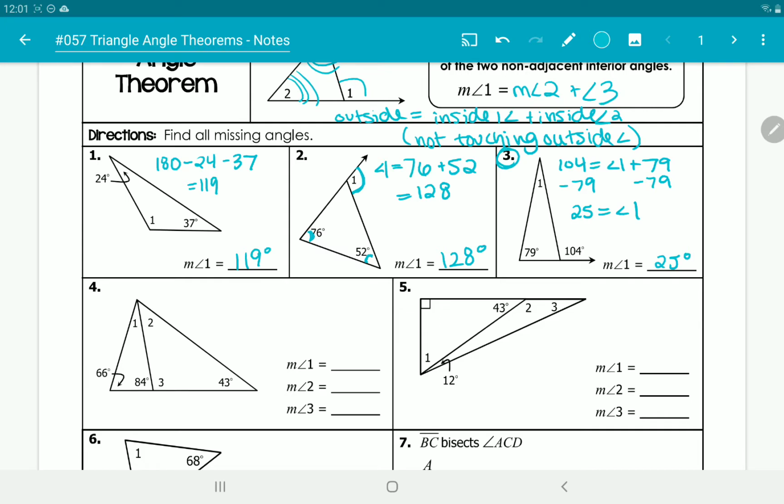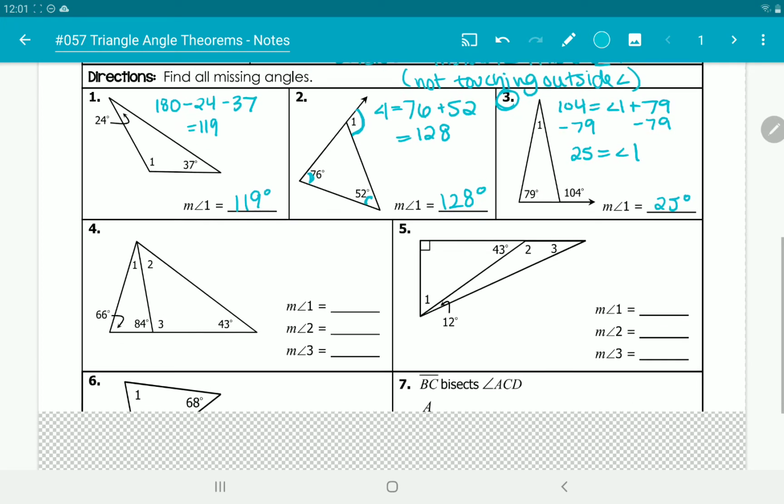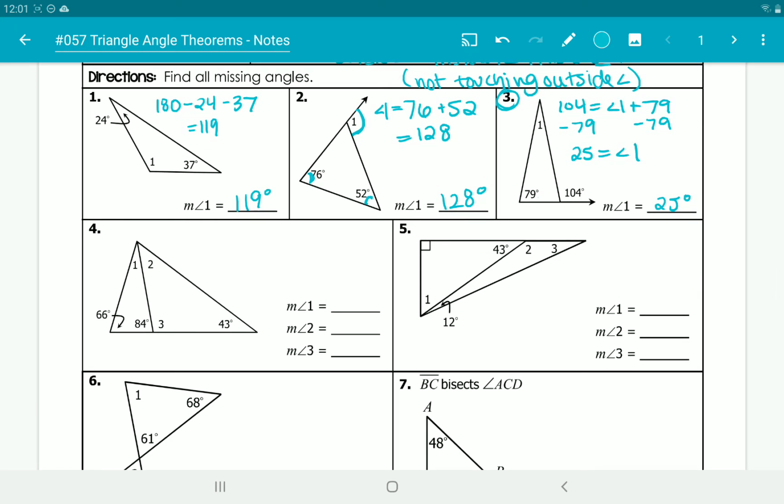Okay? So if you have the outside angle here, the exterior angle, and one of the inside ones, you just subtract the inside one from the outside one to get the other inside one. Okay? So looking at number 4, we're going to look at this as 2 different triangles. We're going to see what we get.